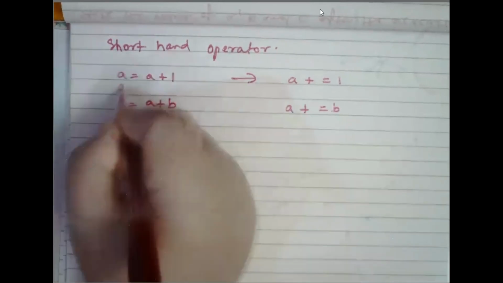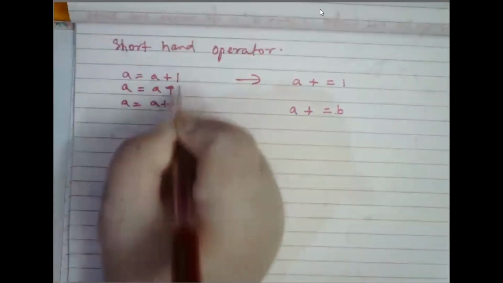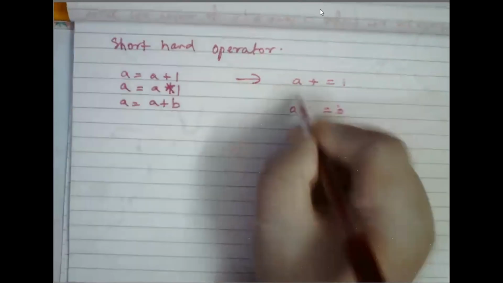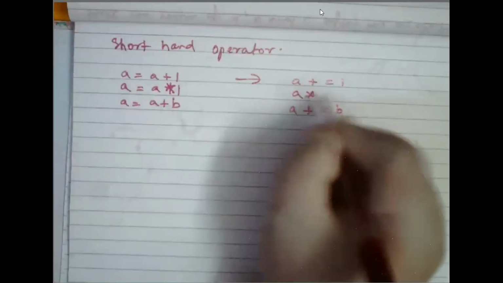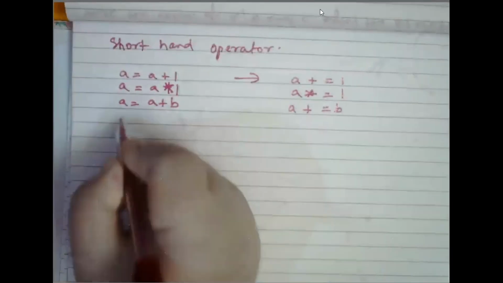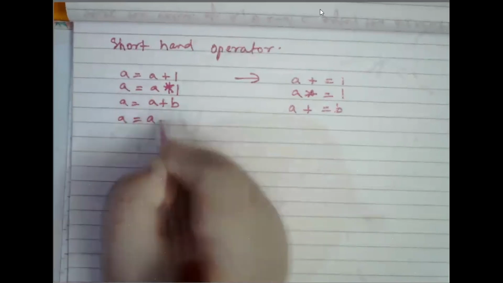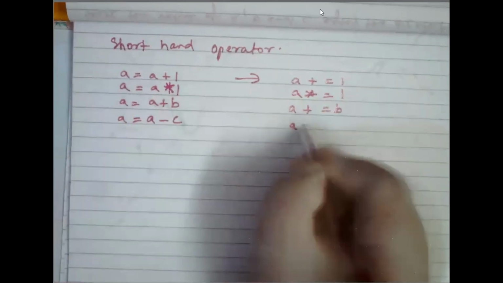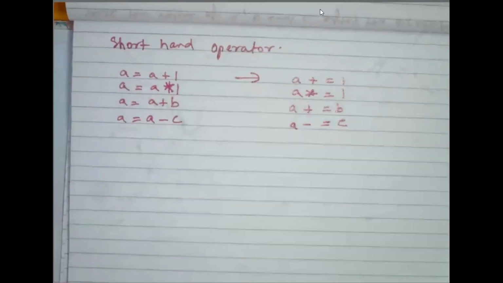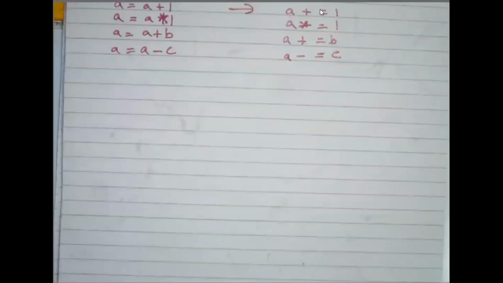In the same way, A equals A into 1 can be written as A into equals 1. And A equals A minus C can be written as A minus equals C. So these are examples of shorthand operators. Now, using the increment, decrement operators and shorthand operators, we will solve a question.